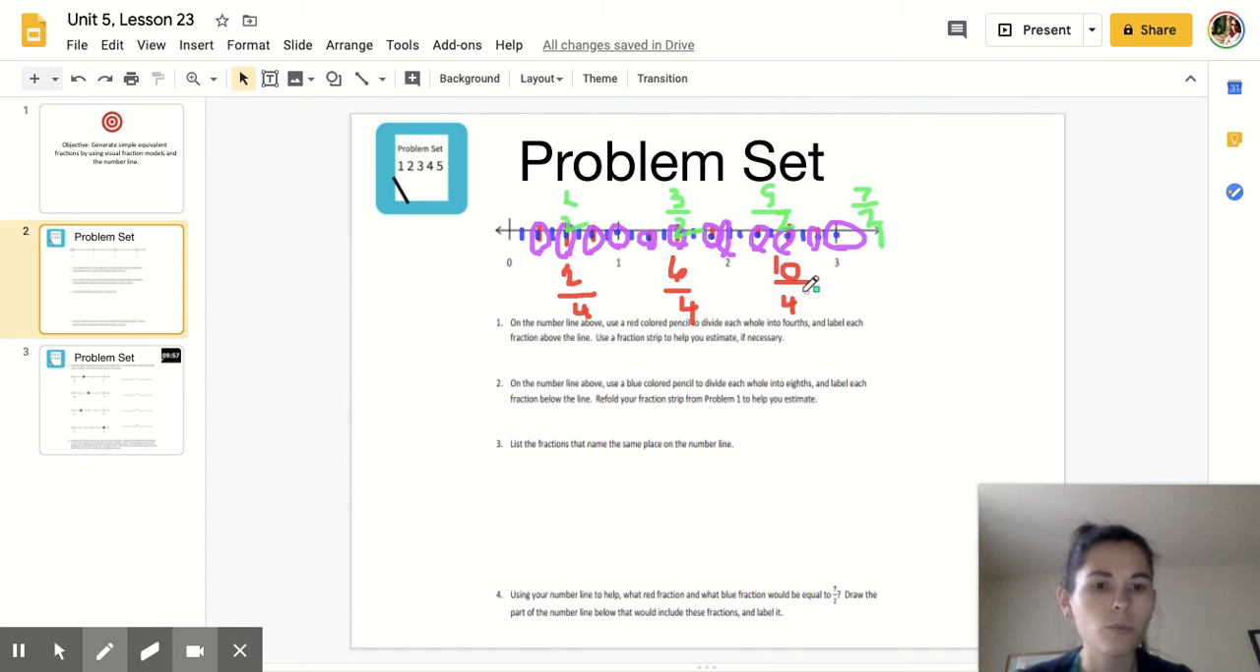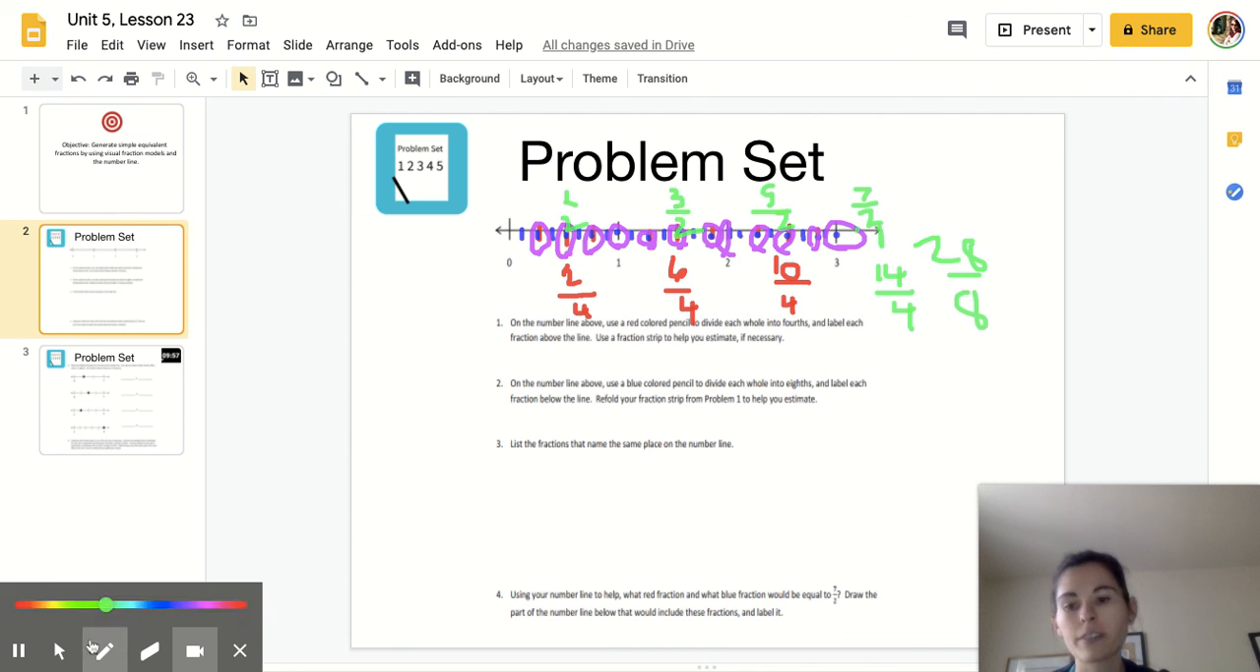7/2 would be the equivalent of how many fourths? Count. I know that 3 is 12/4, so I have 13/4, 14/4. I also know that 3 is 24/8. So I would have 25/8, 26/8, 27/8, 28/8, all of which equal 7/2.